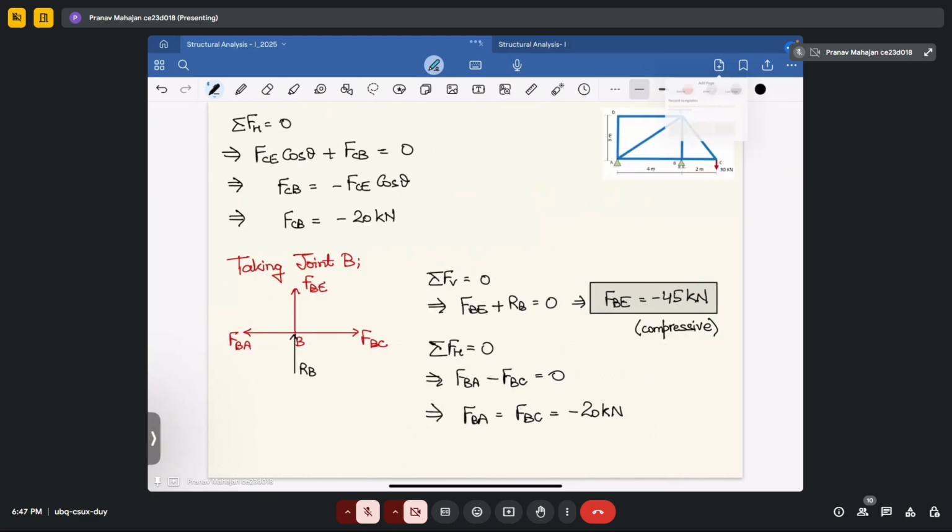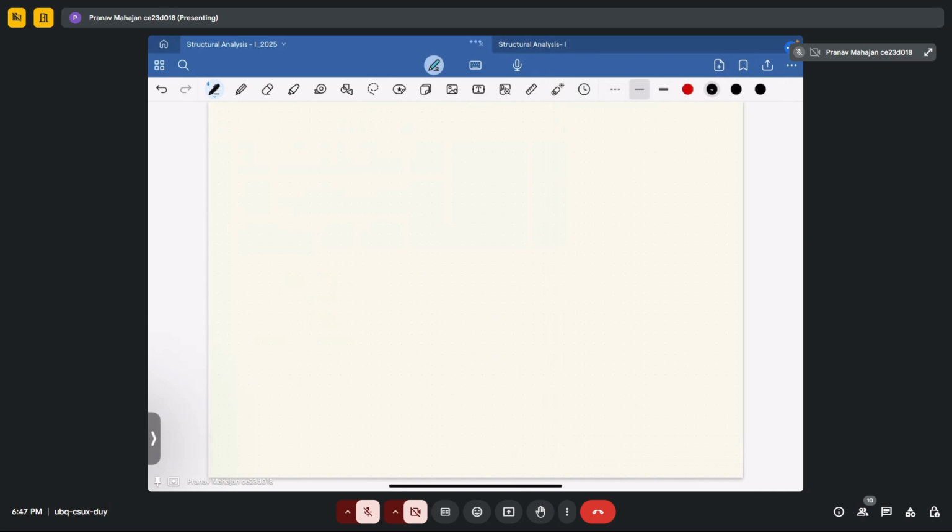Now again, calculate at joint A. So taking joint A, now we will draw the free body diagram for joint A. What we will get? And one reaction force also. So if this is A, this will be FAB. This is FAE, and this is FAD. Now again you take this angle to be equal to alpha.